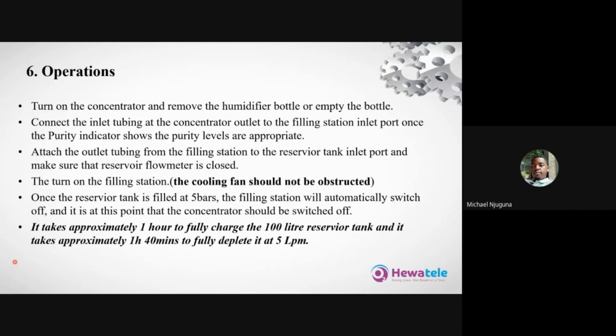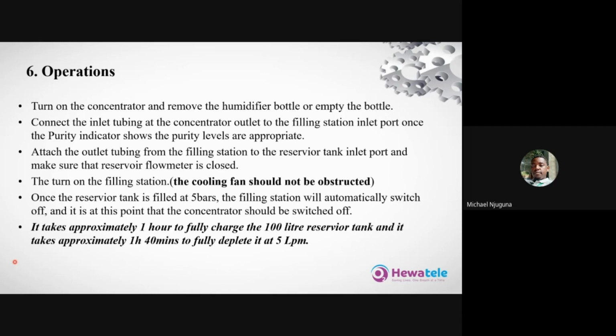Number 2, connect the inlet tubing at the concentrator outlet to the filling station inlet port. Once the purity indicator shows the purity levels are appropriate, it is at this point that you should attach the outlet tubing from the filling station to the reservoir inlet port, and make sure that the reservoir flow meter is closed before turning on the filling station.